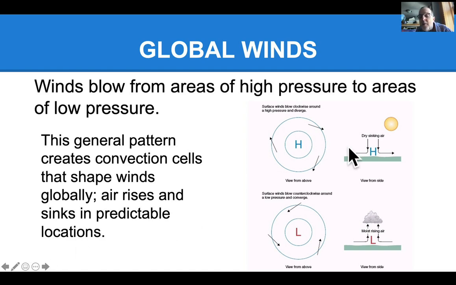And here you can see how dry sinking air hits the Earth and then blows away from the high. And here you can see that air that's blown away from the high approaching a low and beginning to rise as it's picked up moisture over the surface.